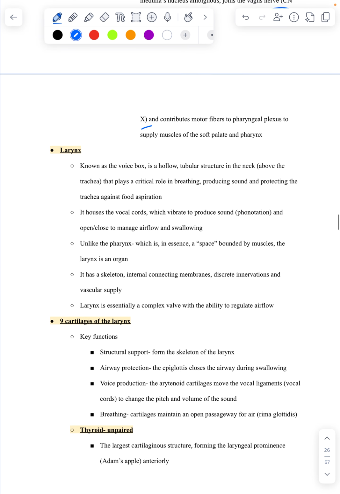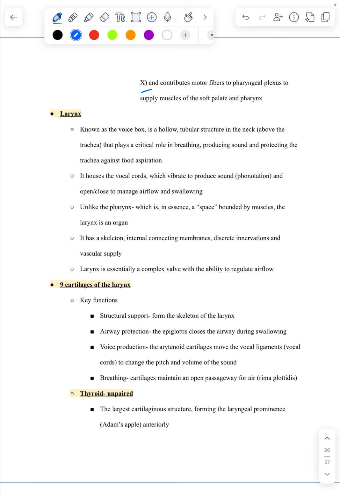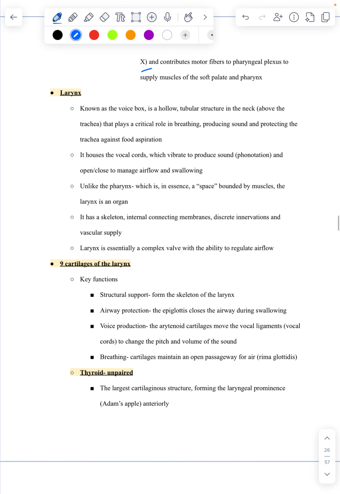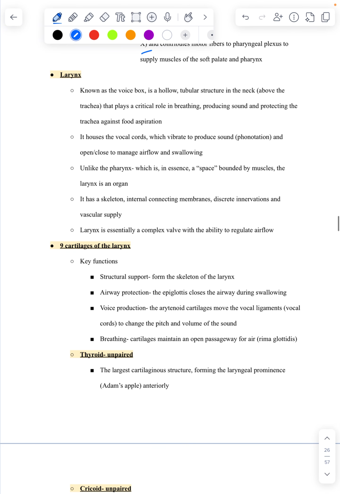Okay. Larynx. This is your voice box. It's a hollow tubular structure in the neck, with a critical role in breathing, producing sound, and protecting the trachea against food aspiration. It has your vocal cords. Remember in lab when we were talking about the vocal cords, the top one we said is the false vocal cord, the lower one is true, and in between this space is called the ventricle. And then we said F comes before T, so that's how you remember it. False first, then true.